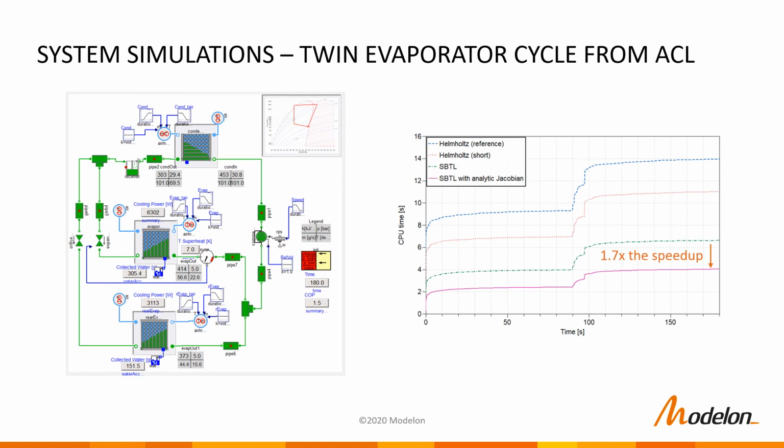Let's up the game. The twin evaporator system from the air conditioning library comes next. It has 131 states, and it has a 10 degrees Celsius ramp in the inlet air temperature at the evaporator from 90 seconds to 100 seconds. In this test, simulation with analytic Jacobians gets a 1.7 times speed up.